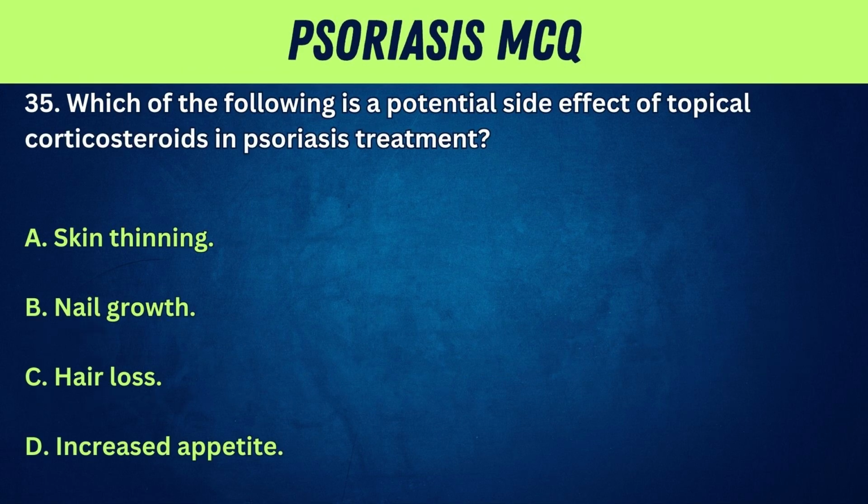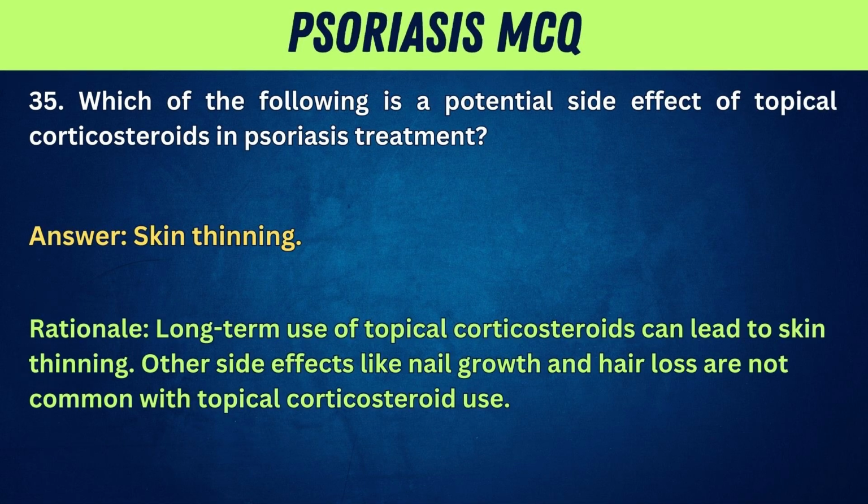35. Which of the following is a potential side effect of topical corticosteroids in psoriasis treatment? A. Skin thinning. B. Nail growth. C. Hair loss. D. Increased appetite. Answer. Skin thinning. Rationale. Long-term use of topical corticosteroids can lead to skin thinning. Other side effects like nail growth and hair loss are not common with topical corticosteroid use.